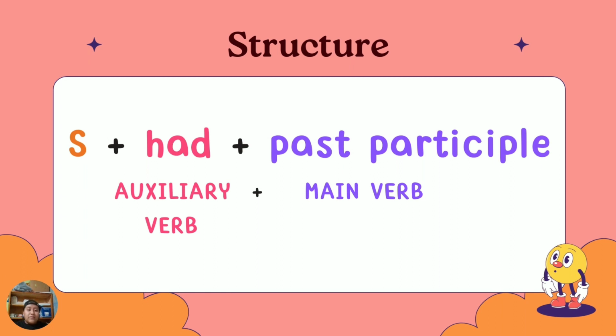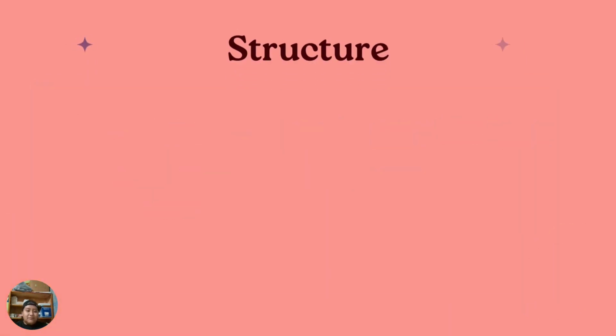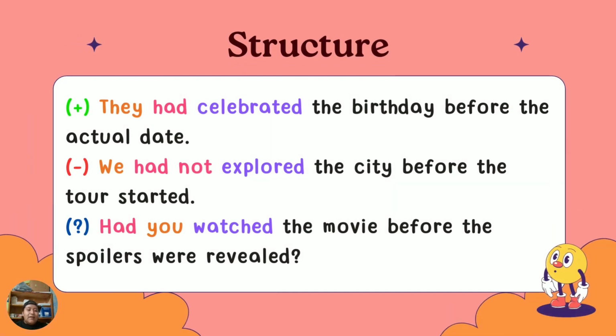The structure. First, we have the subject plus the auxiliary verb had. We can use the auxiliary verb had with all subjects. I had, you had, he had, she had, it had, we had, they had, plus the main verb in past participle. Here we have examples with the structure.